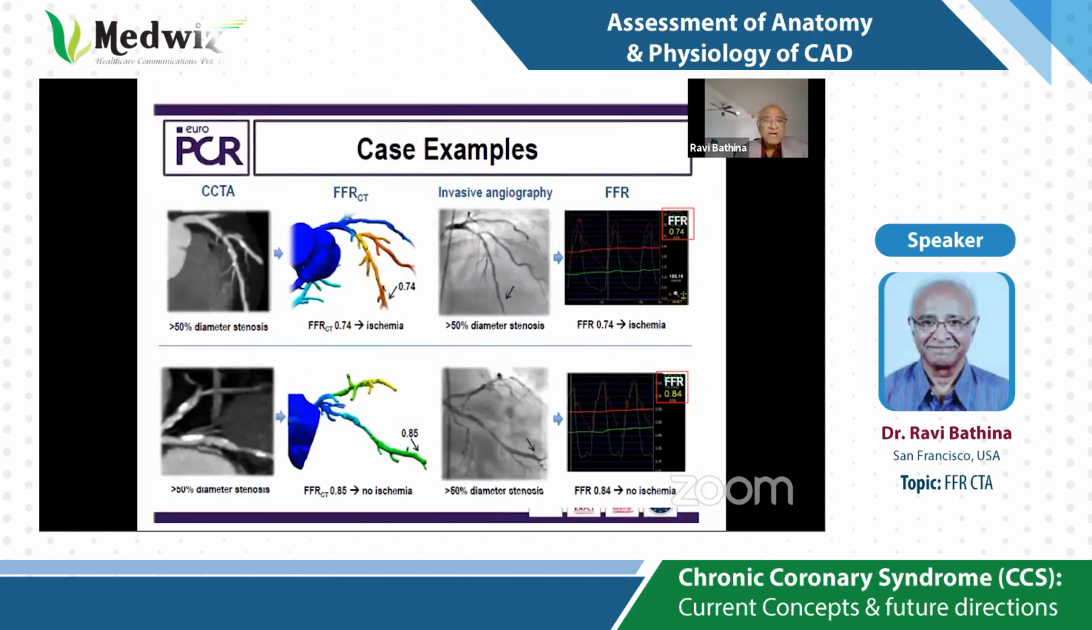Look at this. Top layer, CCTA is done non-invasively. This is 50% or more. FFR CT is done non-invasively. It is 0.74, indicating it's positive for ischemia. But the same thing was proven by invasive angiography and invasive FFR.